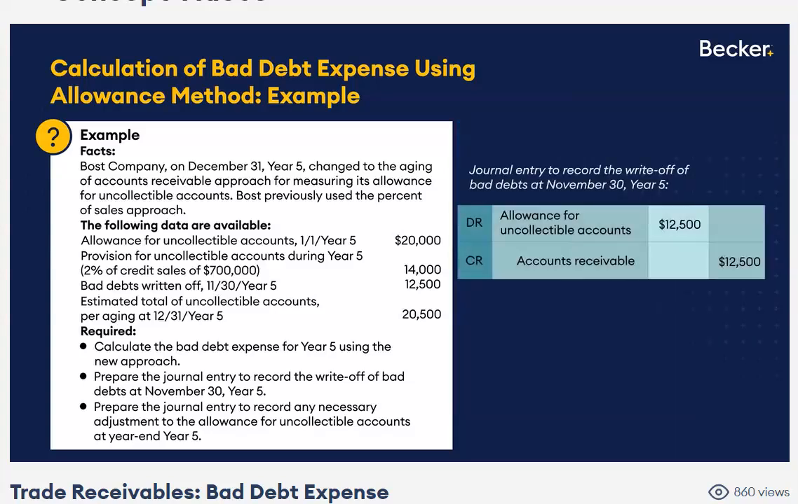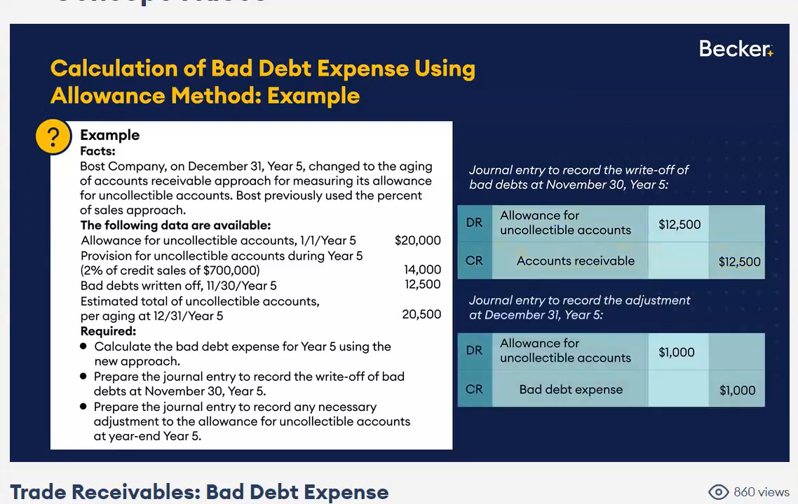Second, it said, well, we figured out the write-offs. We didn't record that entry. What does that look like? Well, they told us that the write-off was $12,500. And remember, we deal with write-offs by debiting the allowance and crediting the receivable for $12,500.